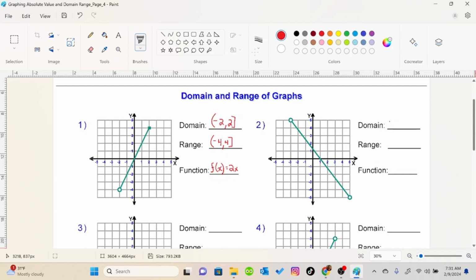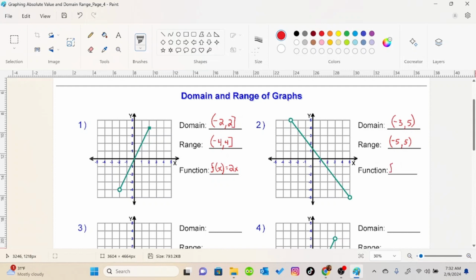For number 2, the domain starts at x equals -3, not included because of the empty point, and it goes until x is 5, not included because of the empty point. Our range starts at y equals -5, not included because of the empty point, and goes until y equals 5, not included because of the empty point.